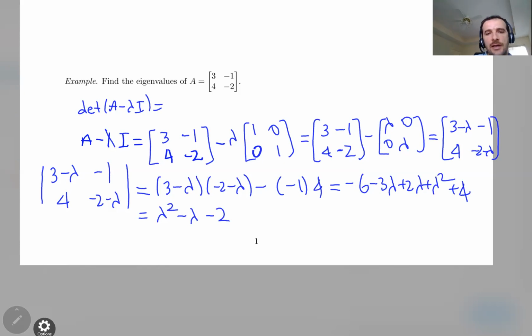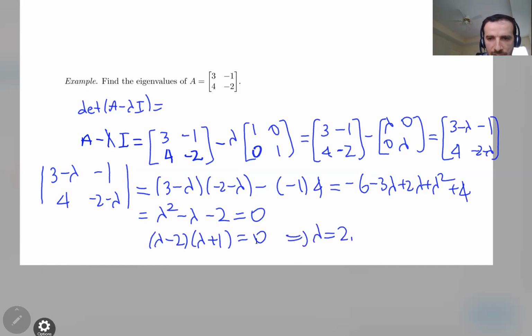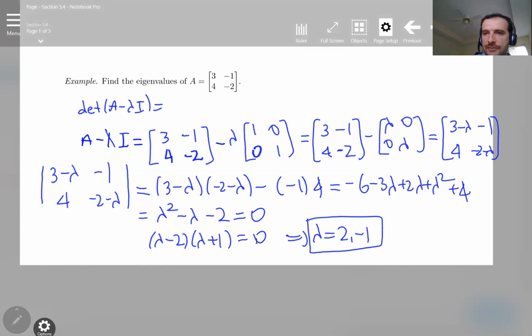Great. I want to set it equal to 0, right? And find the lambda values that satisfy this equation. And I can factor this equation, right? Lambda minus 2 times lambda plus 1 is equal to 0. Yes. So lambda is equal to 2 and minus 1, these are the eigenvalues. Okay? This is how you find the eigenvalues. All right? I hope it is clear for everyone.